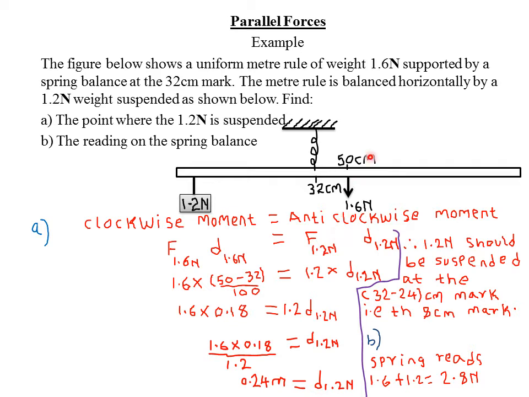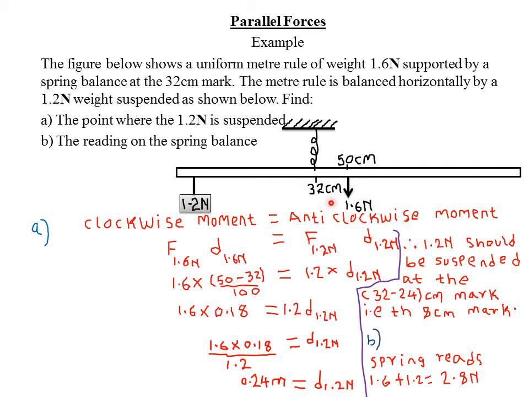So because the 1.6 Newton force is causing the bar to move in the clockwise direction, therefore it will contribute to the clockwise moments. So remember, we did say that moment is given by the product of the force applied and the perpendicular distance of that force measured from the pivot to the line of action of that particular force.